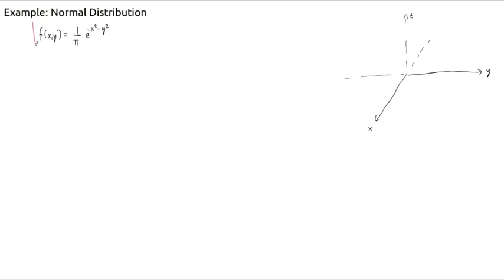In this example, we'd like to show that this function right here is a probability density function. So in general, we need to show that this function is, number one, continuous. Because it's defined by an exponential, that's taken care of for us. We don't have to worry about that.